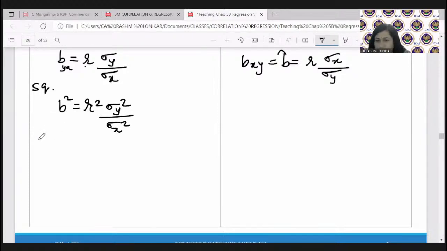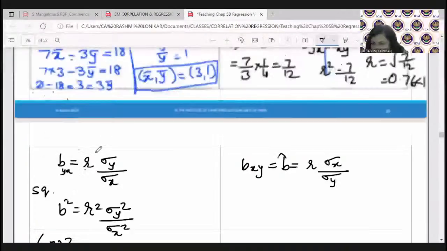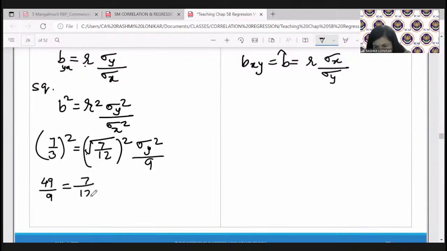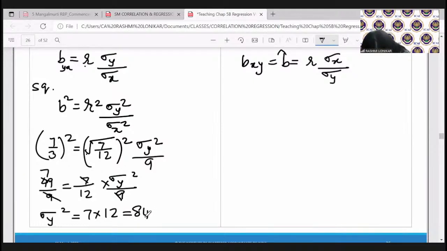Okay. Now, b is how much? b is 7 by 3, 7 upon 3 whole square. r is how much? That r is the square root of 7 by 12, the whole square. Sigma y square, that is what I want to find out, and sigma x square is given to me as 9. So this will be 49 upon 9 is equal to 7 upon 12 into sigma y square upon 9. Okay. So this 9 and 9 will get cancelled. So I have sigma y square to be equal to 7 into 12, which is equal to 84. Just let me check.